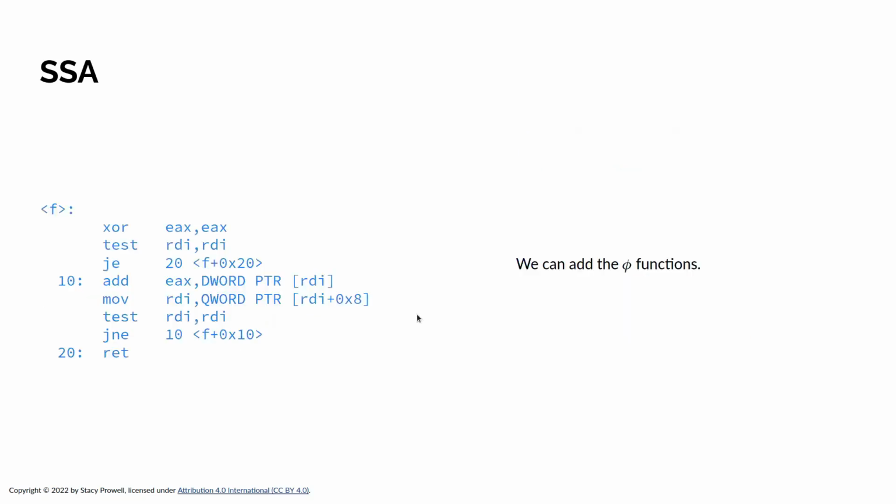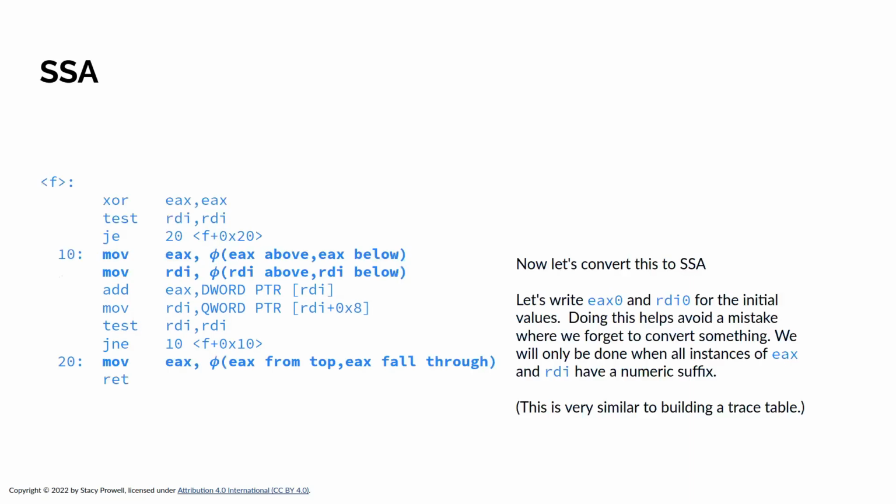So let's add the phi functions. Now, how am I going to add them? I'm going to cheat and abuse some syntax. I'm going to take the phi of the EAX from above, that's one path in, and the EAX from below, because down here is the other path in, this jump down here. Either I fall through or I branch back. I'm just going to write it out like this so I keep track of what I'm doing. And one of those two is going to end up in EAX each time.